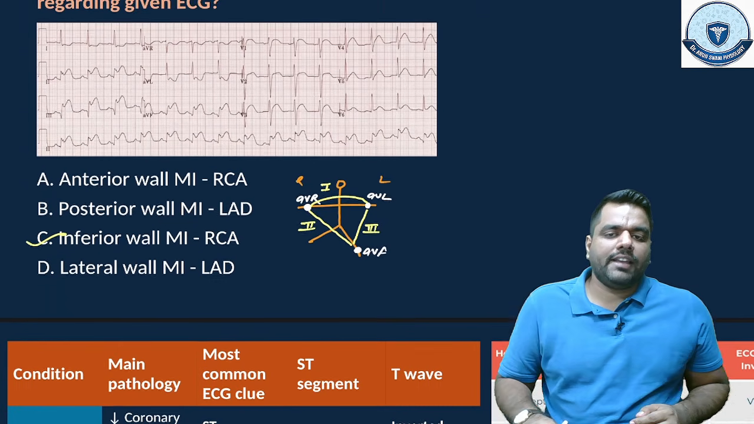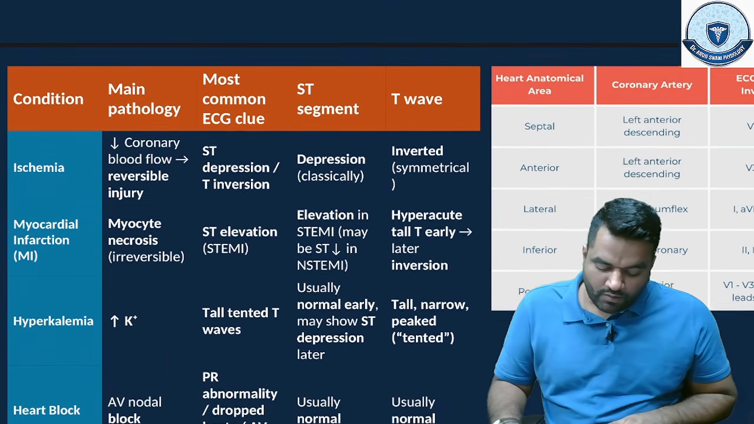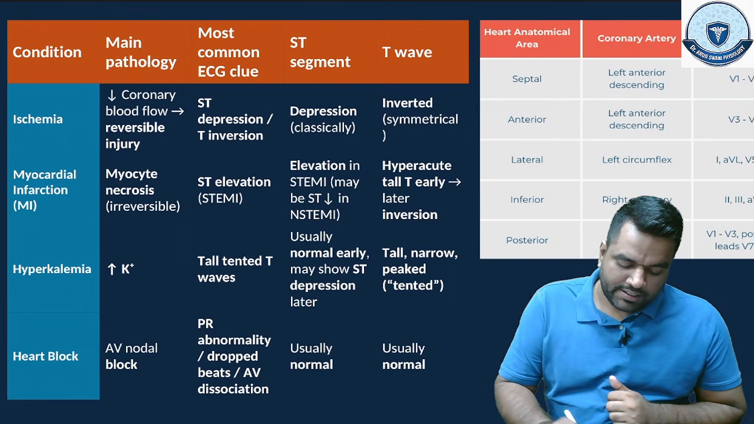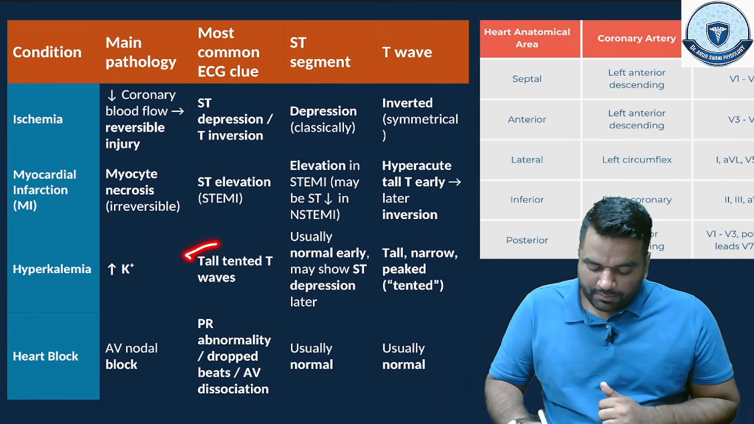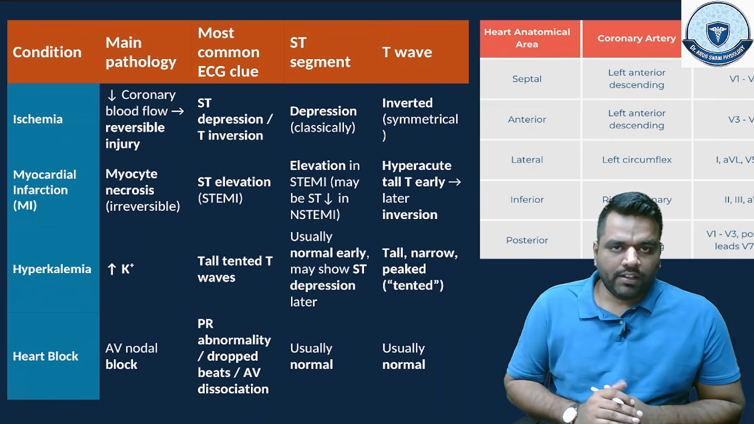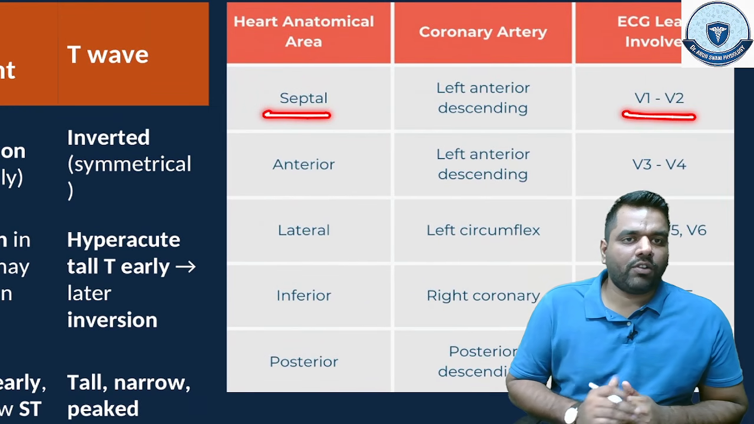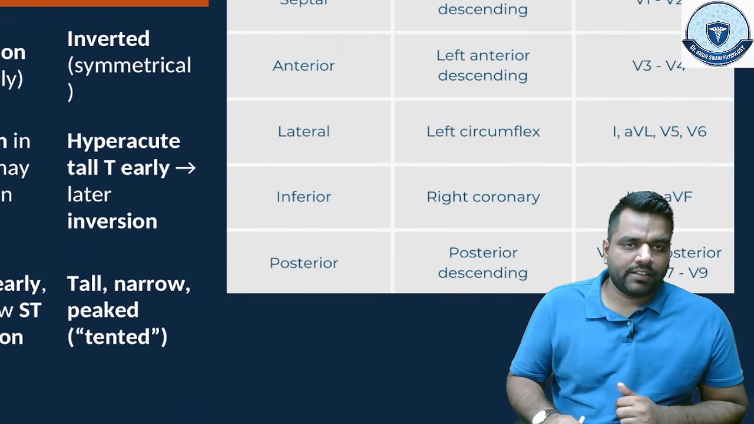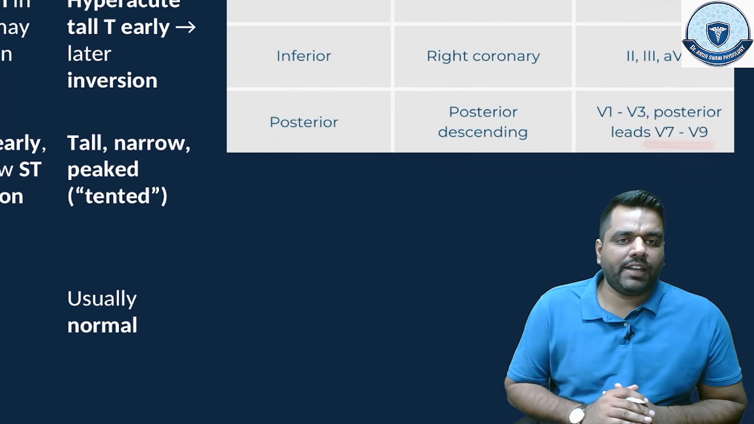Inferior wall MI is actually the effect of the right coronary artery. So you can remember with this table that in ischemia there is always ST depression. In MI there is always ST elevation. In hyperkalemia there is tall tented T wave, and in heart block there is PR abnormality. You have to check, right? Now please pay attention. In septal wall, the ECG leads involved are V1, V2, anterior wall V3, V4, lateral wall V5, V6, inferior wall 2, 3, AVF, and posterior wall V7, V8, V9.